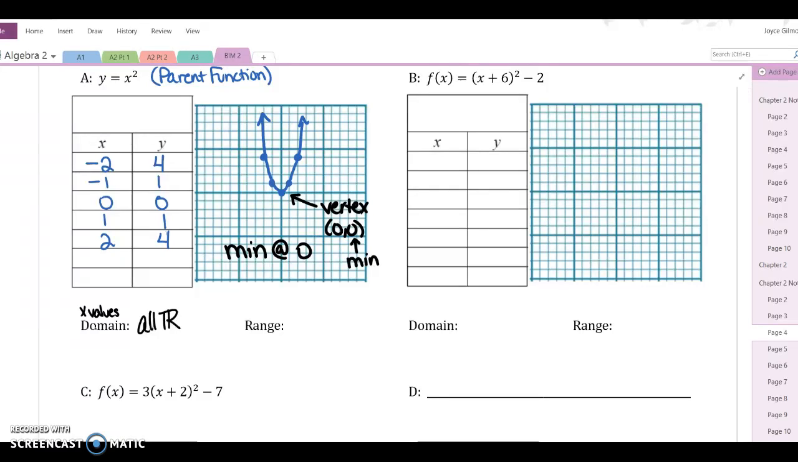The range, however, do you notice anything interesting about all of these y values in our table? They're all above 0. They're all positive. There aren't any negative numbers. And if you look at the graph, the lowest y value is 0, and all of these other y values are larger than 0. So y is greater than or equal to 0.